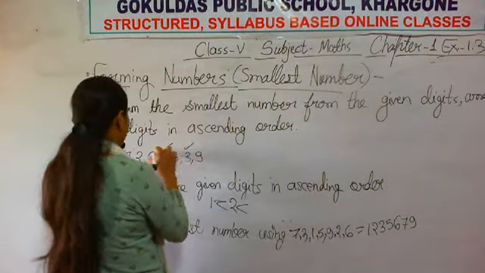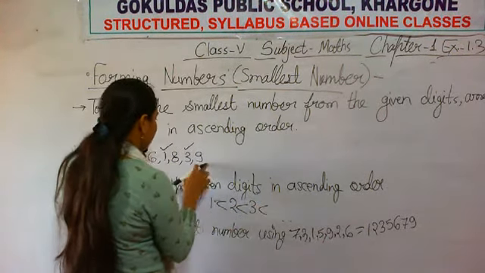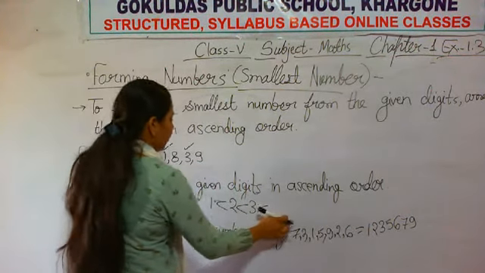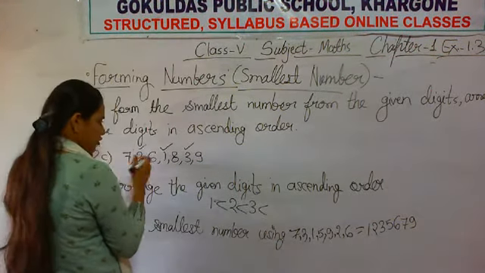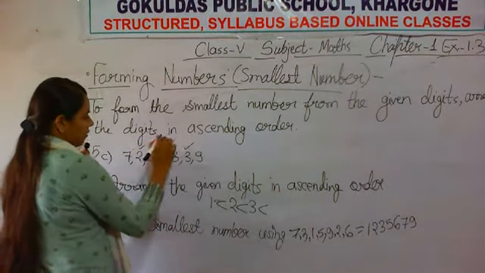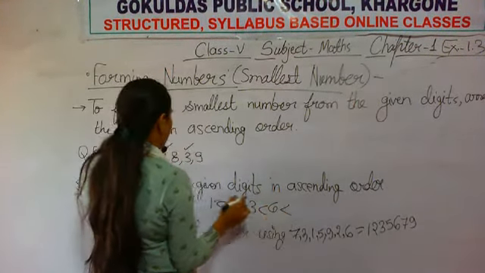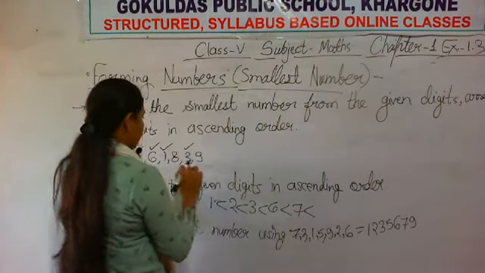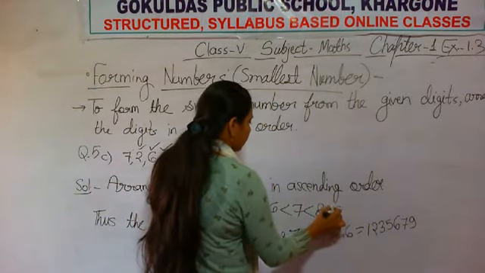Then 3. Then in the given digits there is no 4, so we will not write 4 here. Then there is no 5, so we will not write 5. Then 6 is here, so write 6. Then 7. Then 8. And lastly 9.